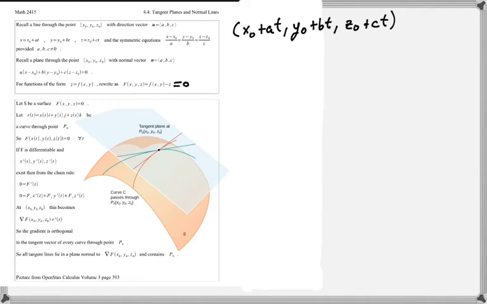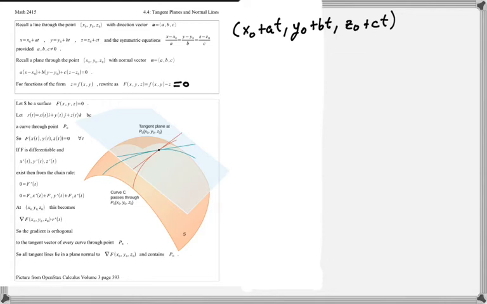And also, by the chain rule, if we take the derivative of f with respect to t, it's going to be the partial derivative of f with respect to x times x prime of t, plus partial of f with respect to y times y prime of t, plus partial of f with respect to z times z prime of t. And that's going to be equal to 0. At the point x naught, y naught, z naught, this becomes the gradient of f evaluated at x naught, y naught, z naught, dot product with r prime of t. And so this is going to be equal to 0.